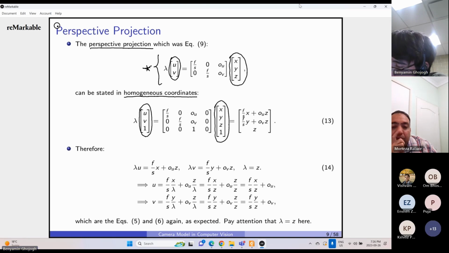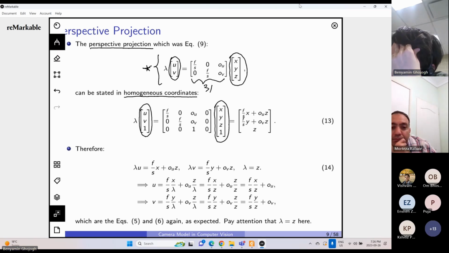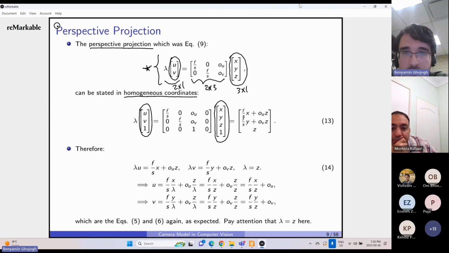But I need to modify this because the dimensionality of the matrix multiplications should match each other. For example, here this matrix is 2 by 3, and this is 3 by 1, and this is also 2 by 1. So 2 by 3 times 3 by 1 becomes 2 by 1, correct. This became 3 by 1. This is 4 by 1. Therefore, this needs to be 3 by 4.